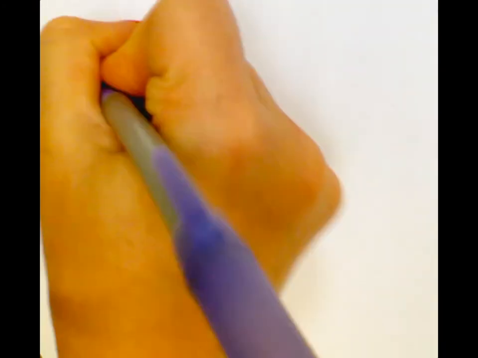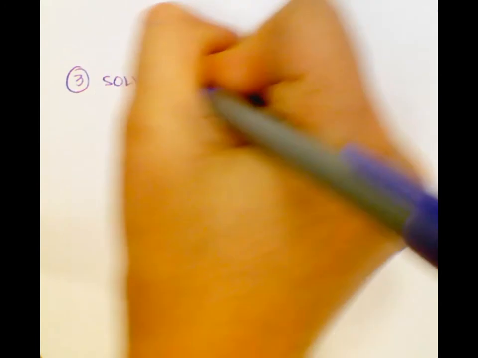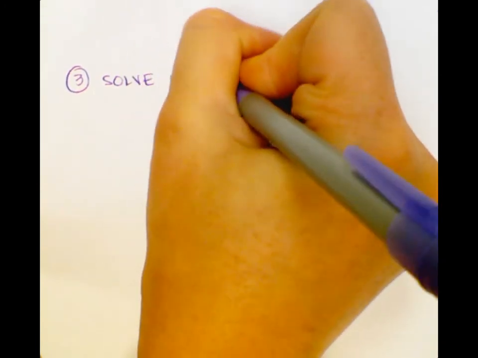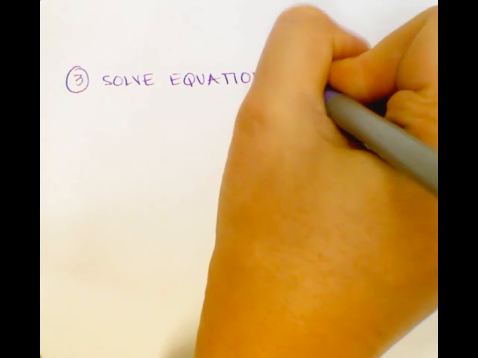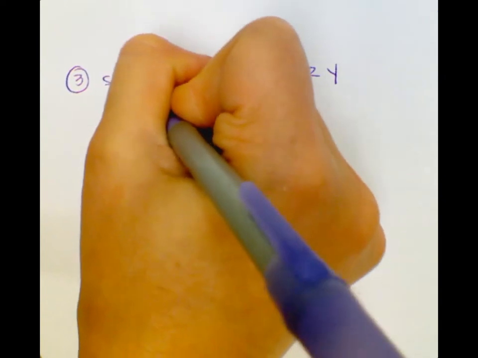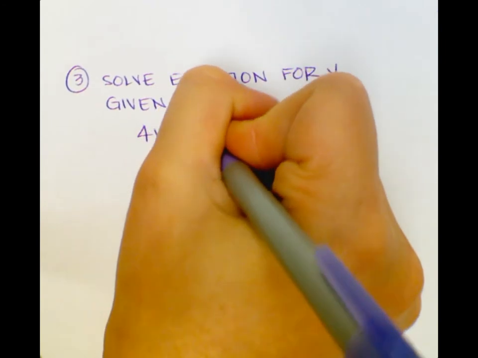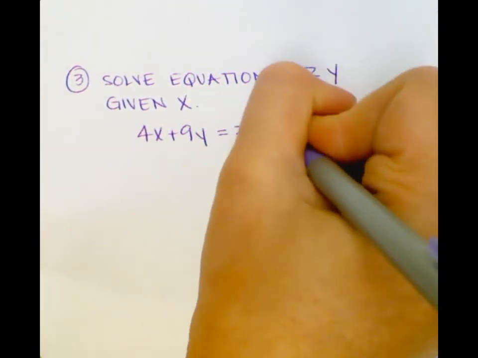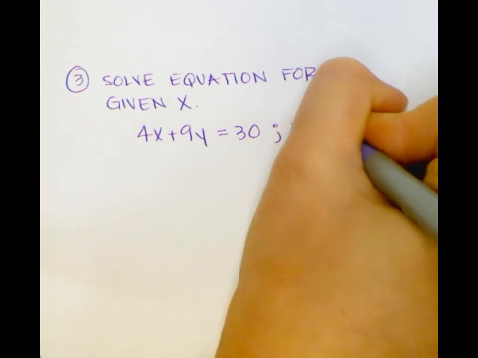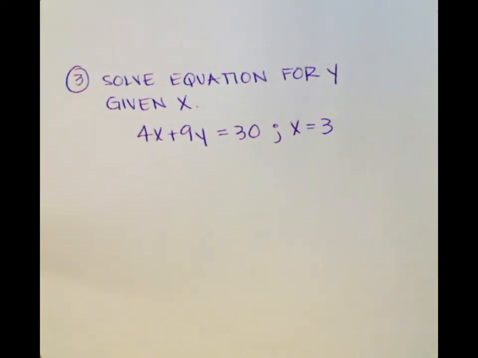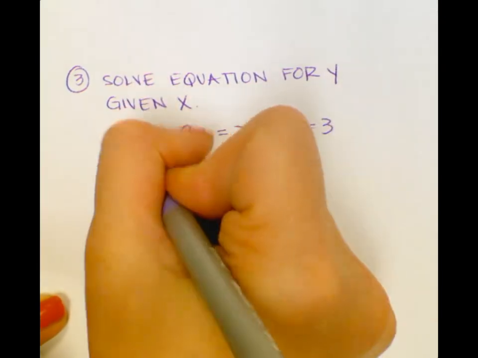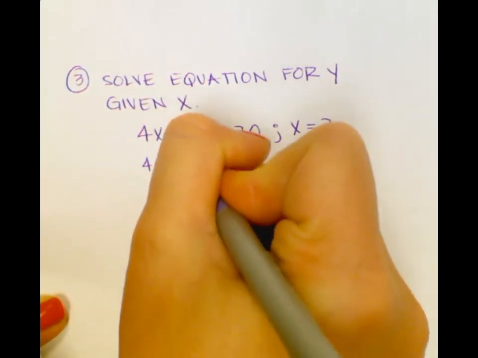Number 3, we are going to solve the equation for y given x. Okay, so it's going to look like this. 4x plus 9y equals 30. And then they're going to give you what x equals. This time x is 3. So what do you think you're going to do if they give you what x is equal to? I'm going to take what x is equal to and I'm going to plug it in there. So 4 times 3.